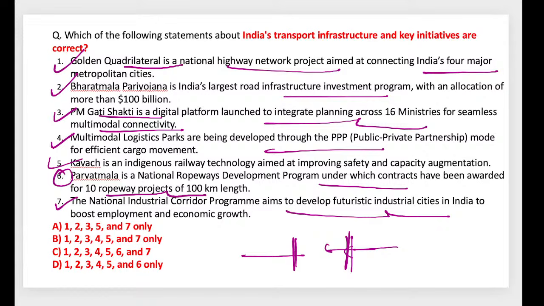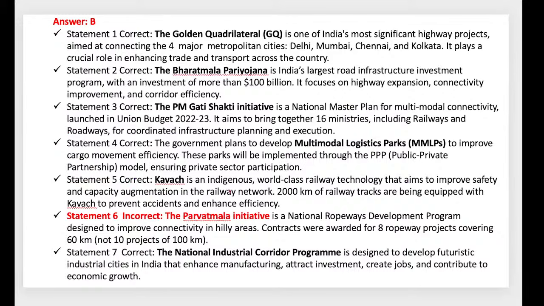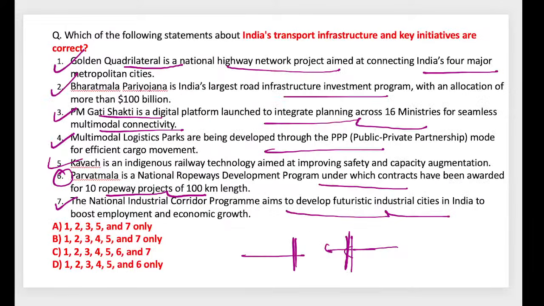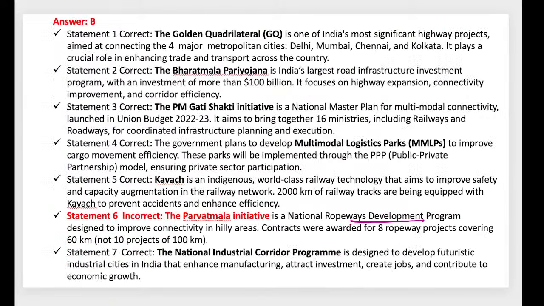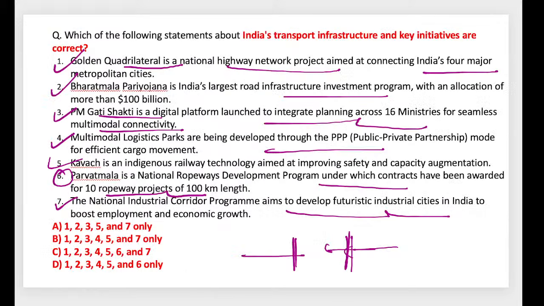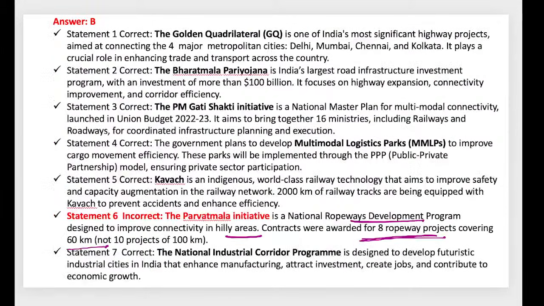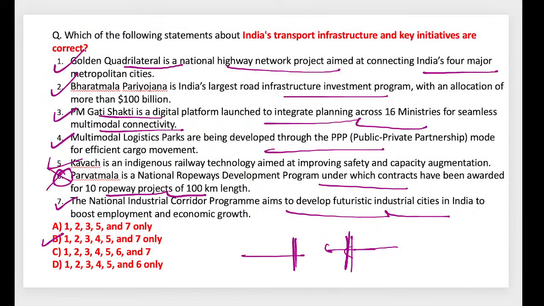ठीक है, तो क्या होगा आंसर? B आप लोग बोल रहे हो. B means आपका 6 गलत है आप बोल रहे हैं, तो गलत क्यों है पहले ये देख लेते हैं. पर्वतमाला इनिशिएटिव नेशनल रोपवे डेवलपमेंट प्रोग्राम, designed to improve connectivity in hilly areas. कॉन्ट्रैक्ट अवॉर्डेड टू 8 रुपीज़ एंड 60 किलोमीटर्स. ठीक है, तो नंबर्स आपका गलत दिए थे, अदरवाइज आपका मोटिव इज करेक्टली डिफाइंड हियर. ठीक है, तो दैट्स वाई बी इज़ द राइट आंसर फॉर दिस पर्टिकुलर क्वेश्चन.